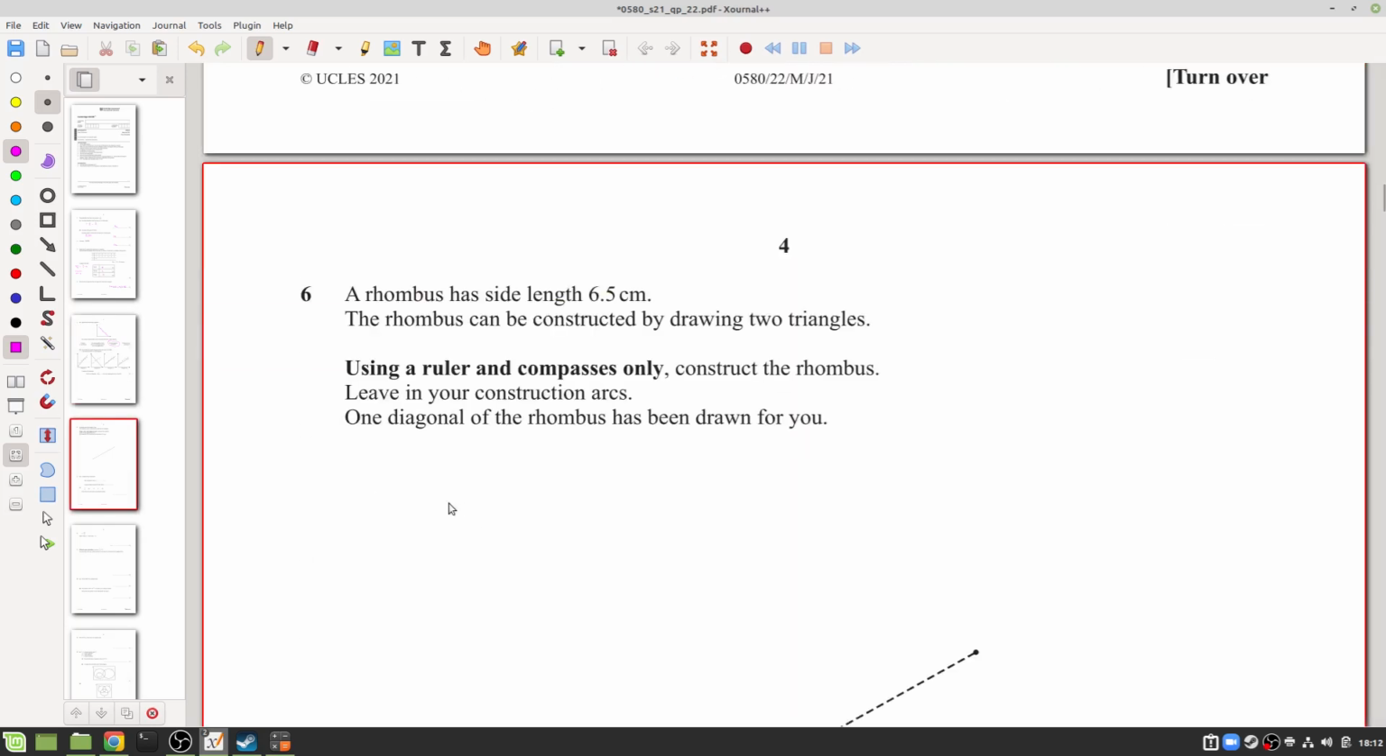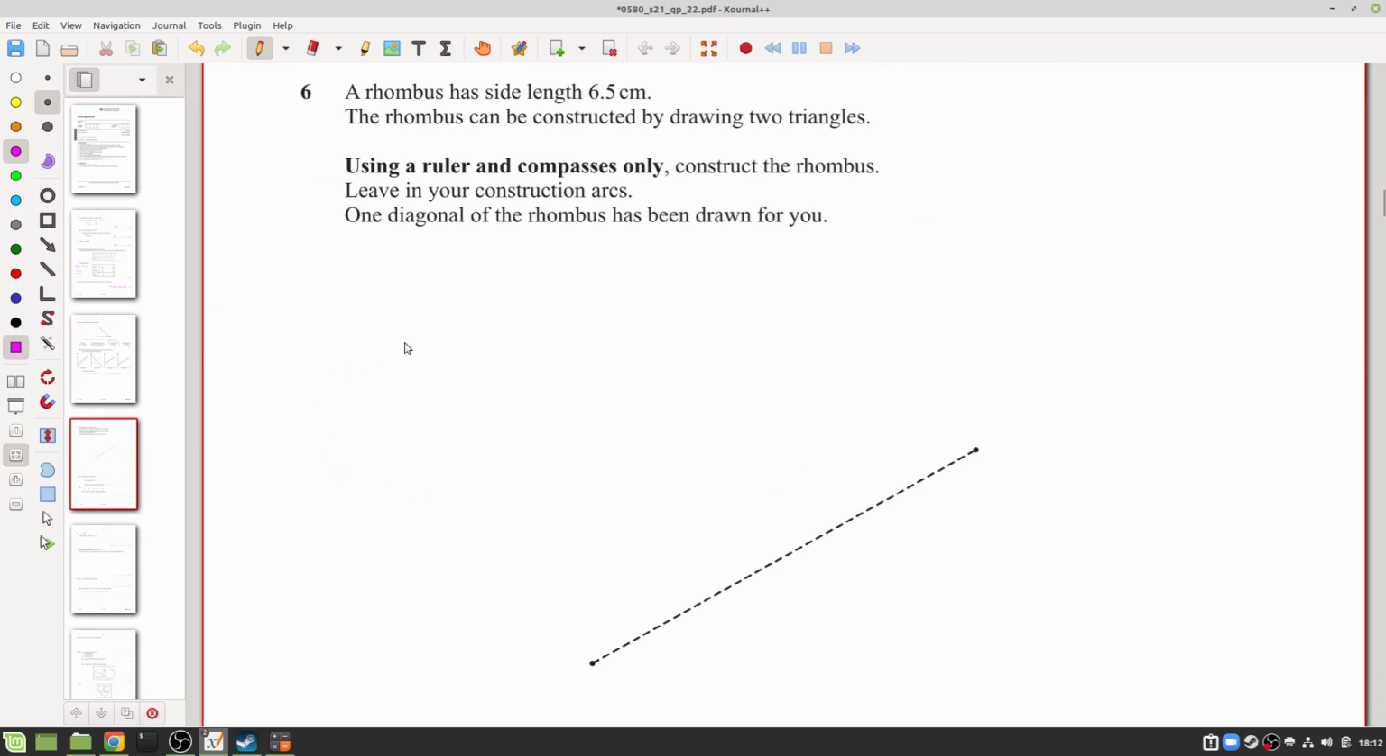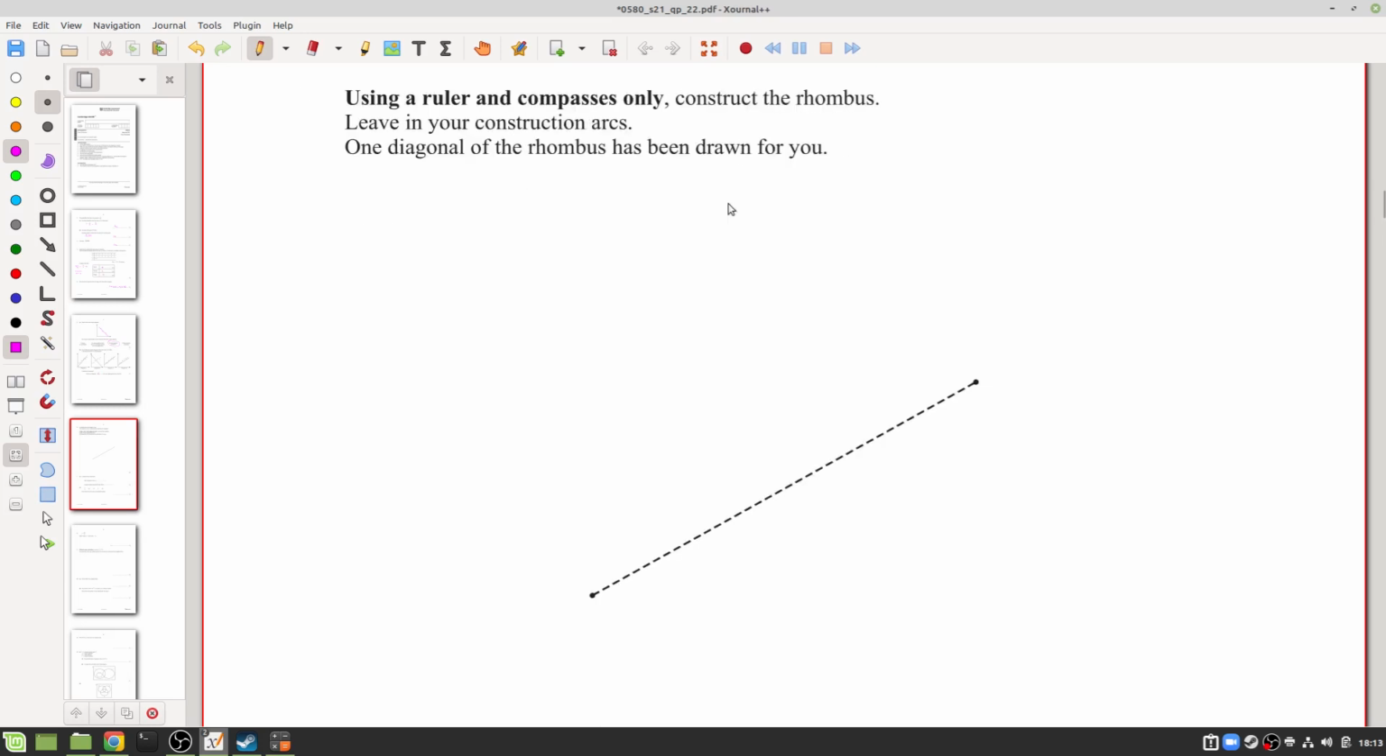Okay. Question 6. A rhombus has side length of 6.5 centimeters. It can be constructed by drawing two triangles. Using a ruler and compass only, construct the rhombus. Leave your construction arcs. Okay, so the diagonal has been drawn for us. So from the diagonal, we know the rhombus has to look something like that. That's how we draw this. Okay, so basically we know that each of these lines is going to be 6.5 centimeters long. So what we want to do is we want to measure 6.5 centimeters.